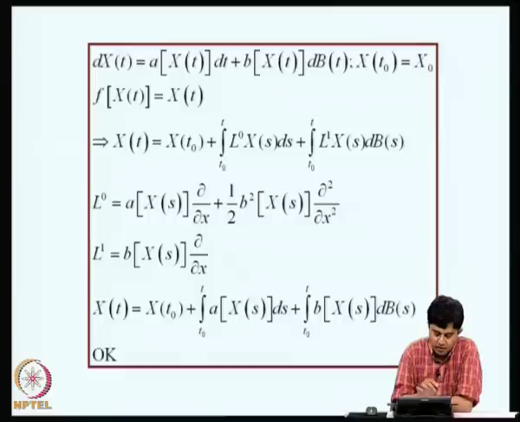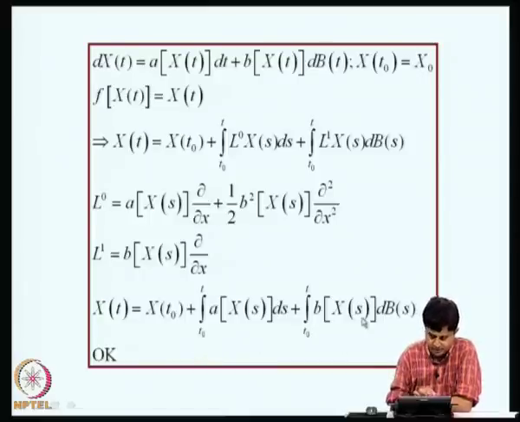Fine. Now, if f of x of t is now x of t, I need to recover what I know very well is the answer. So, x of t is x of t naught plus integral t naught to t L naught x plus integral t naught to t L1 x dBs. Now, I know I can operate now L naught on x and L1 on x. If I do that, I get x of t is x of t naught plus integral t naught to t a ds plus integral t naught to t b dBs, which is nothing but equivalent of this SDE. This is actually the stochastic integral that we are interested in.